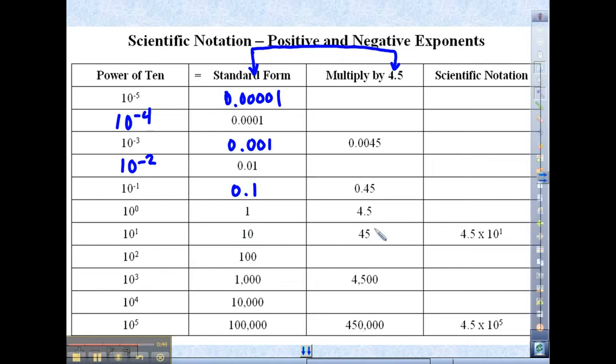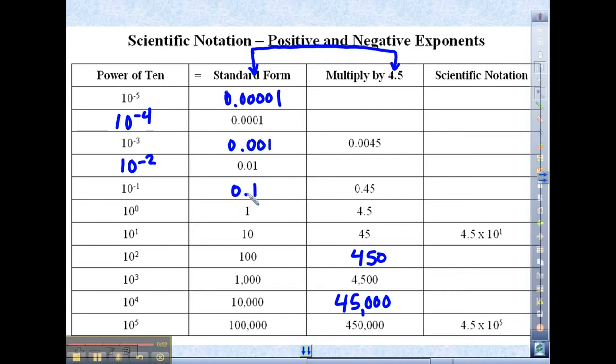Okay, so when you do that, here's what you get. Let's start with 1. If you take 1 and multiply by 4.5, you get 4.5. If you take 10 and multiply by 4.5, you get 45. If you take 4.5 and multiply by 100, you get 450. 1,000 multiplied by 4.5 is 4,500. 10,000 multiplied by 4.5 gives you 45,000. And 100,000 multiplied by 4.5 gives you 450,000. Right? Let's work this pattern backwards.